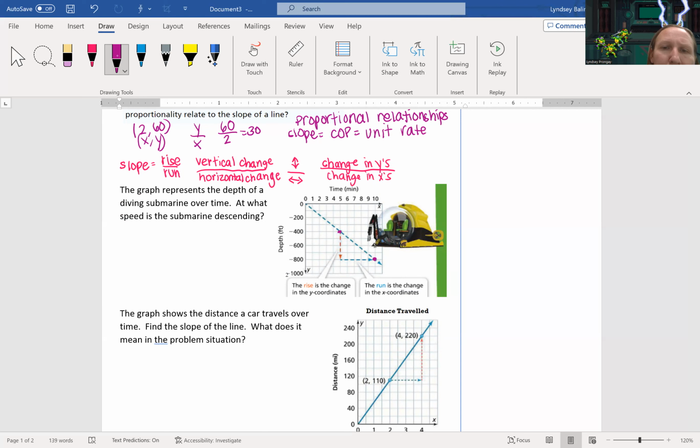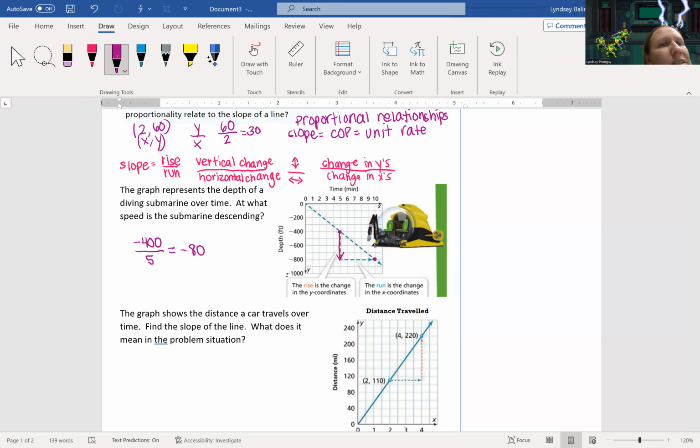So for the rise, it went from negative 400 to negative 800. Okay, it went down 400. And since it went down, we need to make sure we include that negative with our rise. So our rise was negative 400. And then it went from a time of 5 to a time of 10, so that would be 5. And that would be a negative 80 if we divided it.